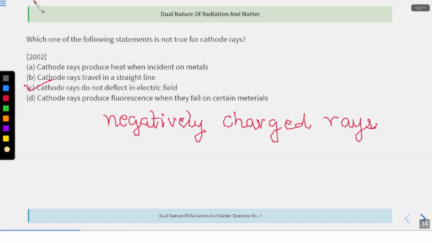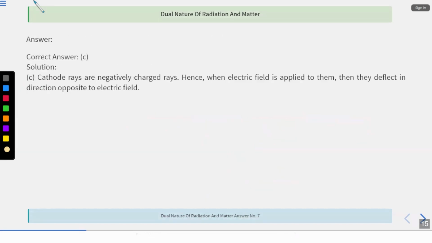And hence, when an electric field is applied to them, they deflect in the direction opposite to the electric field. So since there's an electron over here, let's say, this is negatively charged basically. When you put an electric field in this direction, they start deflecting, moving in the opposite direction. They were moving in this direction. On applying the electric field, they start moving in this direction. Yeah. So moving on to the next question.